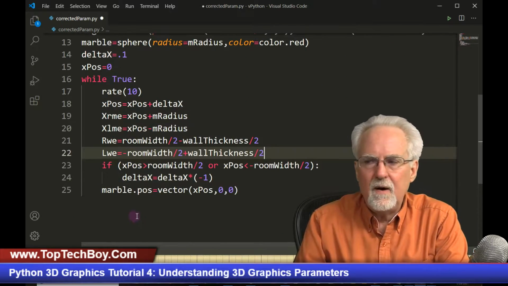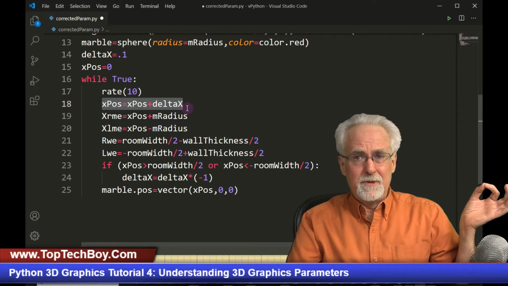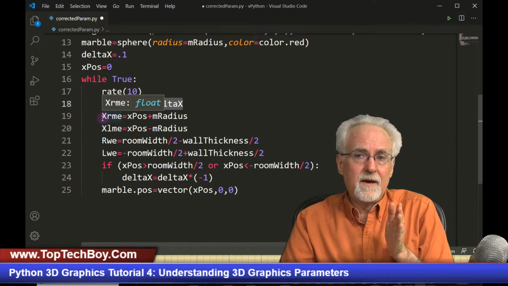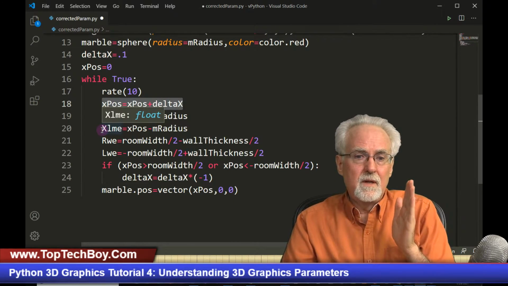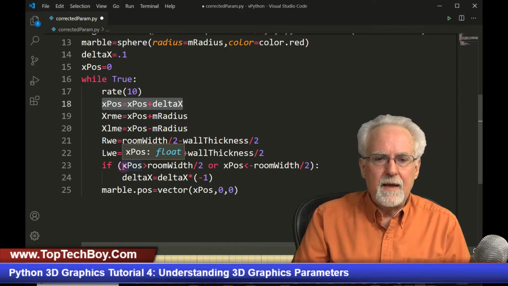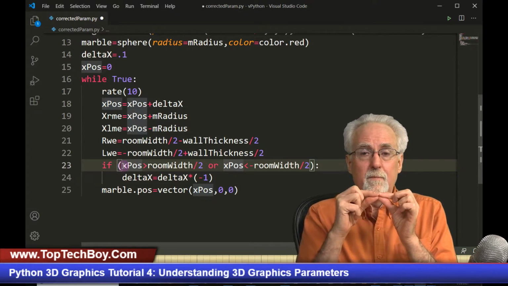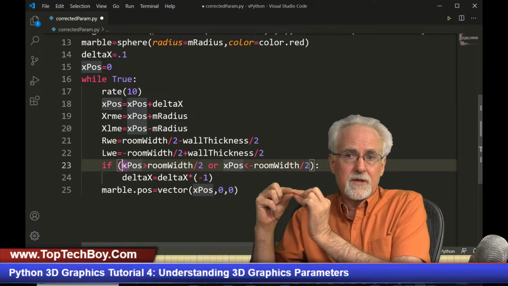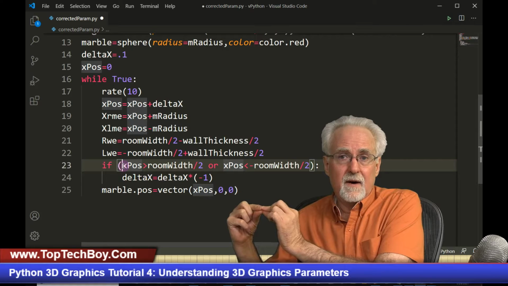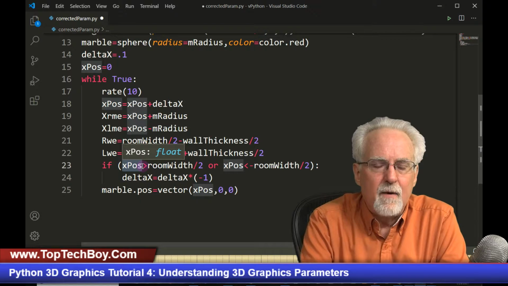Okay, now we've got these new parameters. We haven't changed X position. We're still keeping track of X position as far as the marble moving around. But now we're also keeping track of the position of the edge of the wall and the position of the left and right edge of the marble. So now I am not going to think like before, when the marble gets over to that right wall and the center of the marble is greater than the center of the right wall. No, what we want now is that right edge.